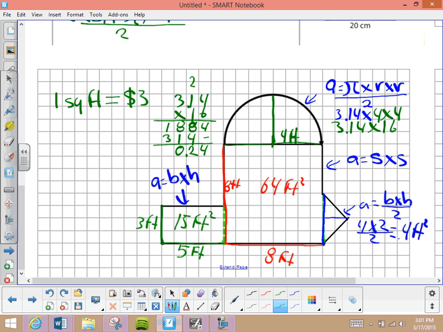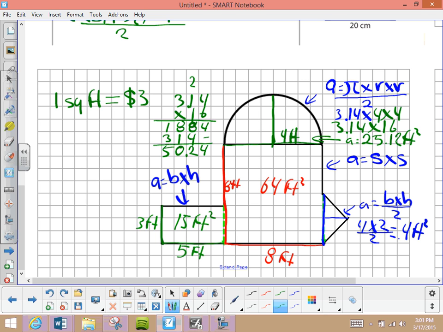Oh, yeah. I forgot. Yep. 50.24. Now that is the area of the entire circle, right? Do we have an entire circle? So what do you get when you divide by 2? 25.12 square feet, right?